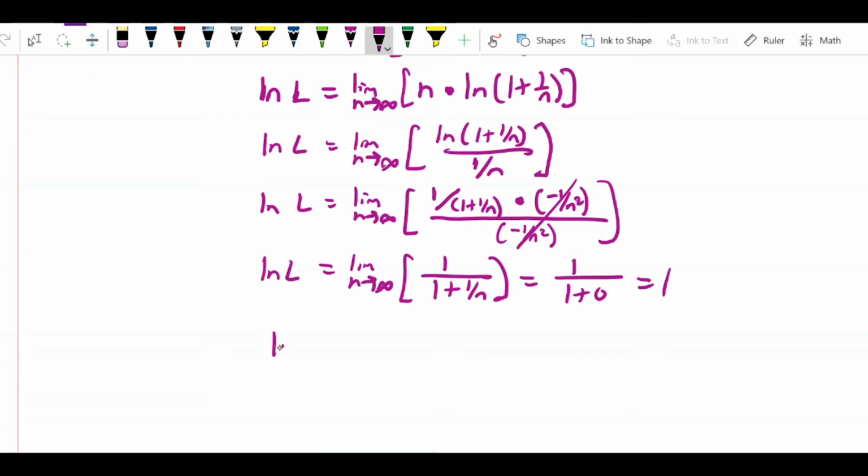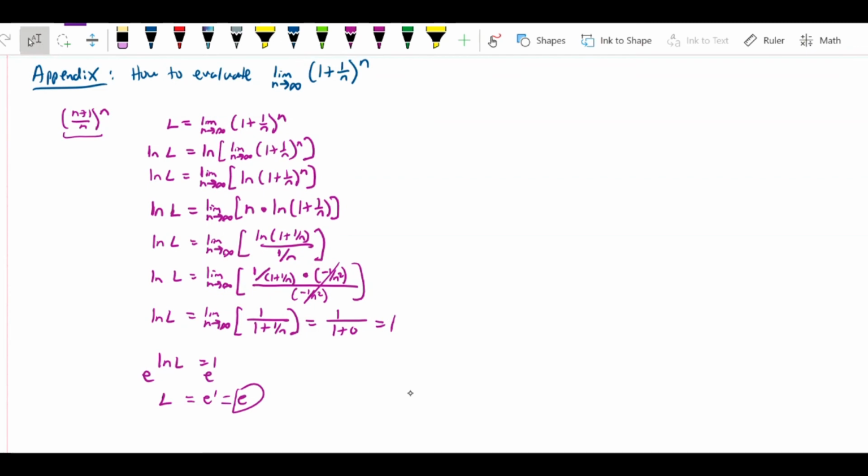So I now have that ln L is equal to 1. I raise e to both sides of that equation, giving me L, the limit, is equal to e to the 1, or e. So that's how you find this limit by L'Hopital's rule.